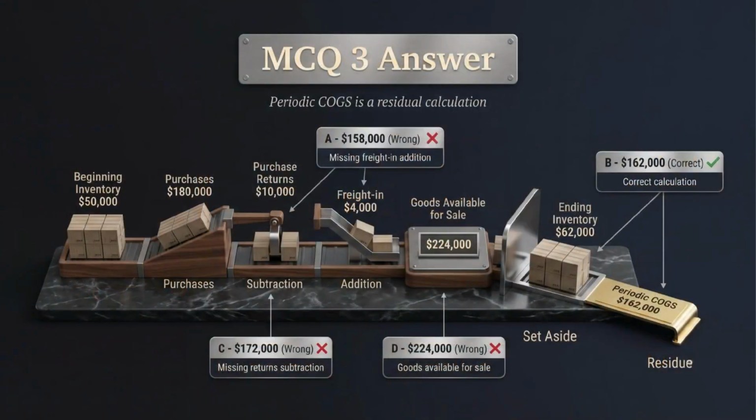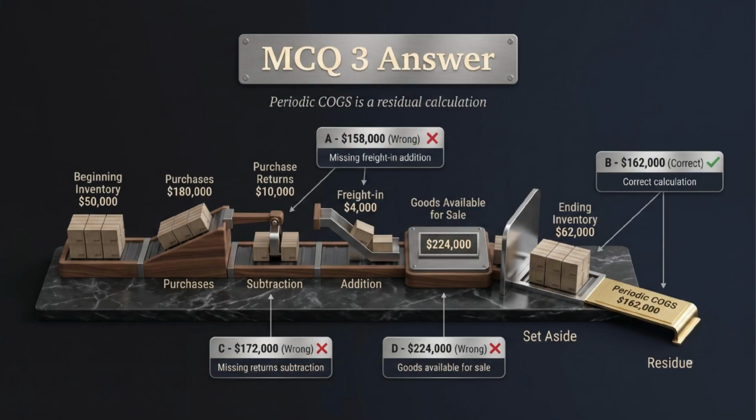The correct answer is B. $162,000. The calculation is beginning inventory of 50,000 plus purchases of 180,000 minus purchase returns of 10,000 plus freight in of 4,000 minus ending inventory of 62,000. That gives $162,000. A is wrong because it misses freight in or misstates part of the cost billed. C is wrong because it mishandles returns or ending inventory. D is wrong because $224,000 is goods available for sale before subtracting ending inventory.